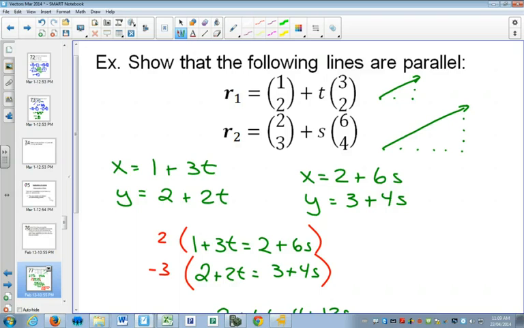Just because they have the same direction, though, doesn't mean that they for sure will, well, they'll be parallel for sure, but they might also be the exact same line. They could be the same line on top of each other, depending on if these points were on the same line to begin with. And that is a second example.